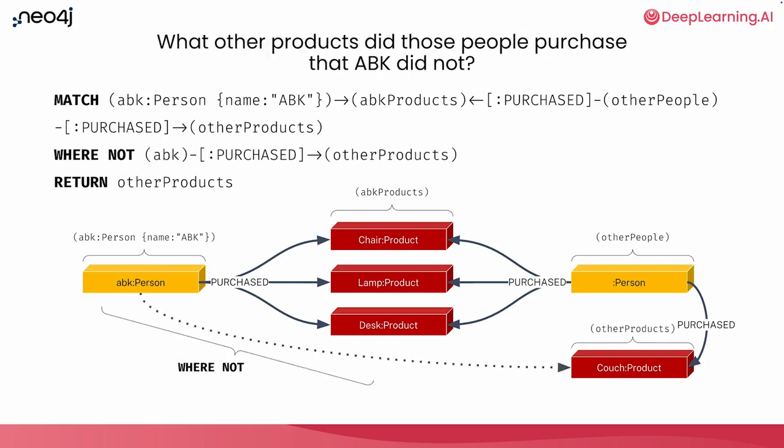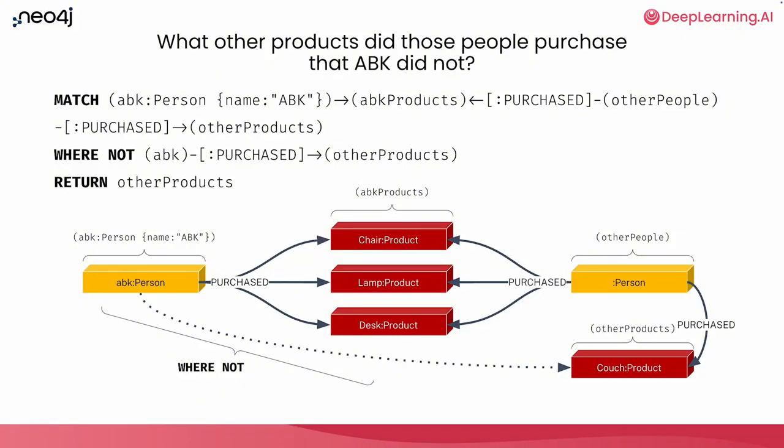We can extend it a little bit more to ask that recommendation question, where instead of saying that we just want to find these other products, the other products have a unique property where they're actually something that ABK does not have. So we have the same pattern match from ABK to some products to some other people, and then extend that to other products. And now we include a predicate saying we actually want a negative pattern to be true, that ABK has not purchased those other products. So where not ABK purchased those other products.